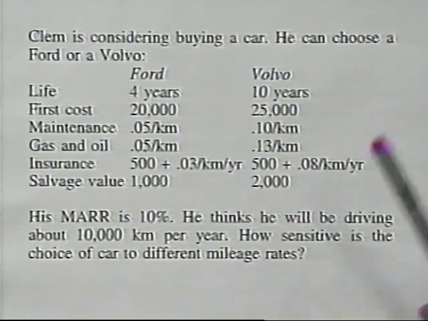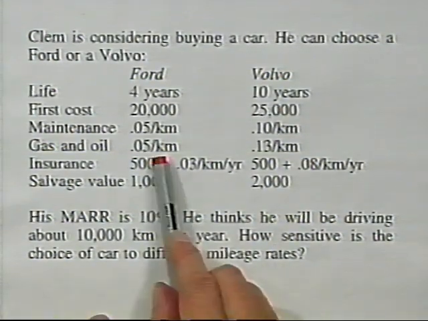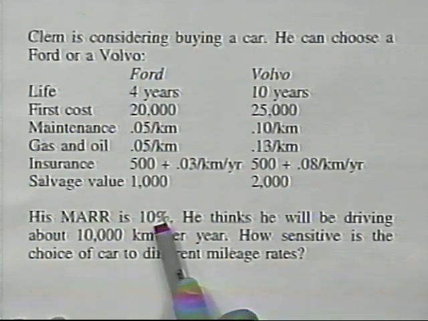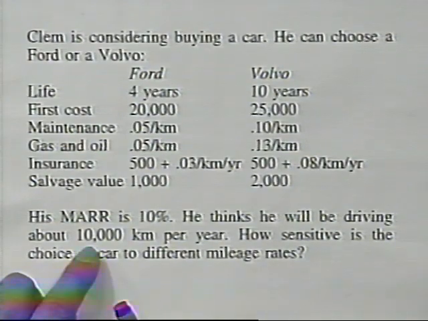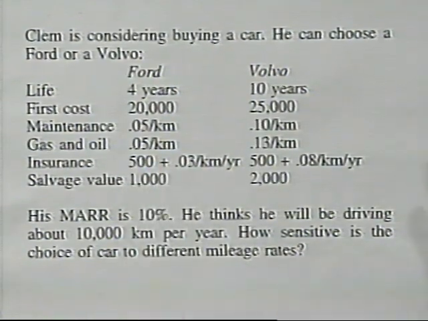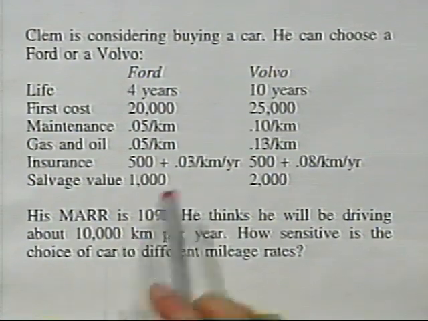The more he drives, obviously, the more gas he spends. The more gas he buys, the car that's cheaper on gas, the Ford here, is going to be a better purchase. So the more he drives, the Ford's going to turn out to be better on average than the Volvo. We're given an interest rate and an estimate of his mileage per year of 10,000 kilometers. So the idea here is that for this particular mileage, one of these vehicles is going to be best. We know how to figure that out. But depending on that mileage, it may change. So we can do that calculation.